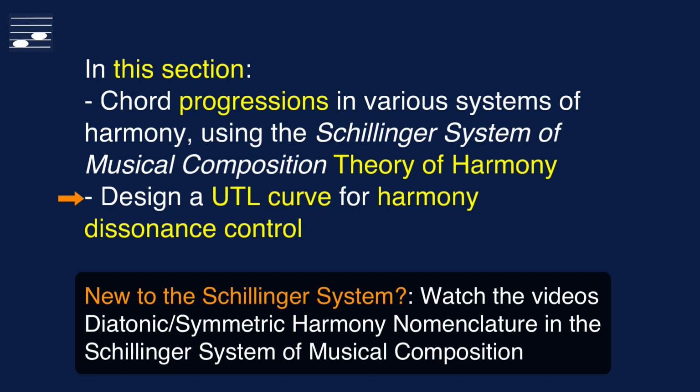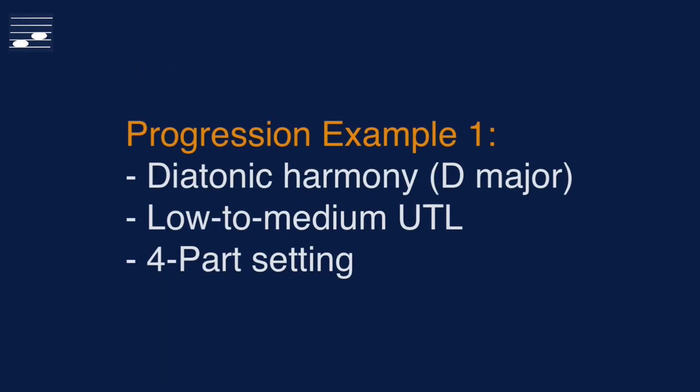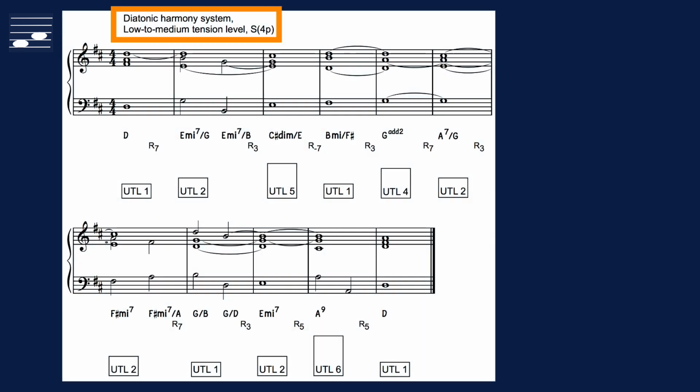Dissonance control is achieved by using a pre-planned chord tension level curve. Chord progression 1 is in the diatonic harmony system. I'll use a low to medium tension level and write a 4-part setting. Here's the result, an 11-measure progression in D major.